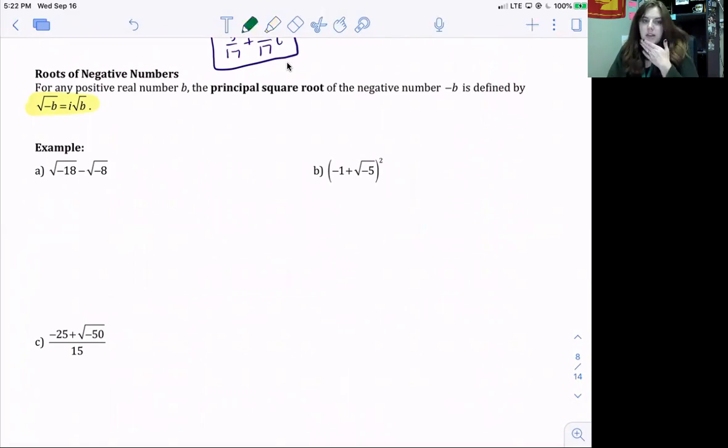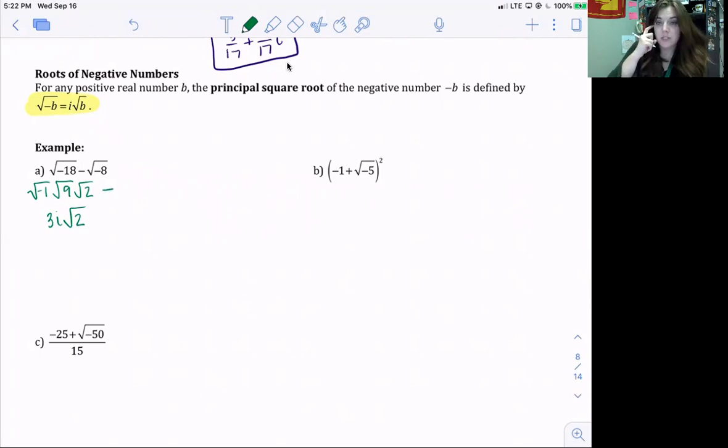So if we look at a, the square root of negative 18 minus the square root of negative 8, we can break this apart. So remember, we always want to look for our perfect squares. So I'm going to rewrite the square root of negative 18 as the square root of negative 1. And 18 can be broken up to the square root of 9 times the square root of 2. The square root of 9 is 3. The square root of negative 1 is i, and then we're left with our square root of 2.